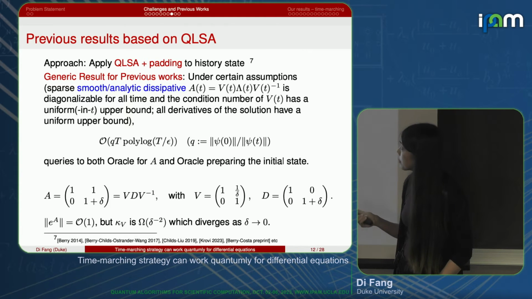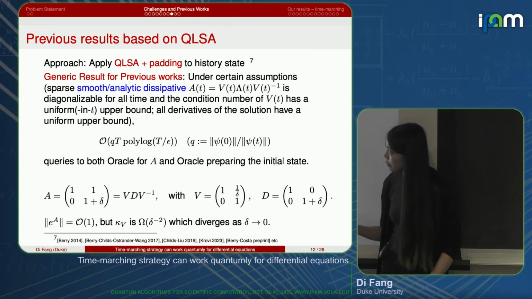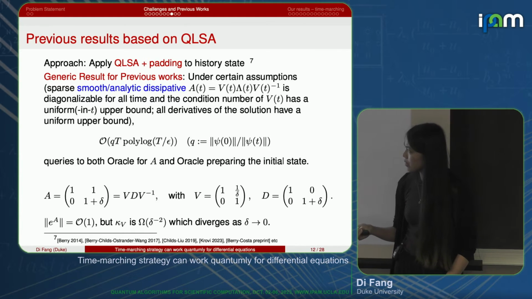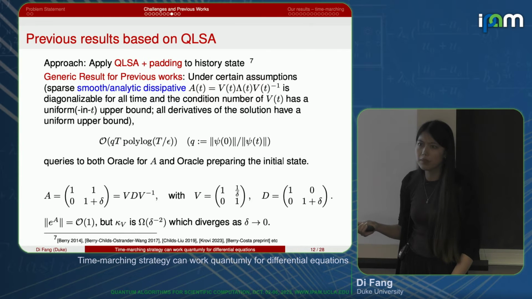I just want to say that these similar harmless conditions are indeed harmless in many cases, but may not be harmless in other cases. For example, here I gave you a very simple example. I have an A that looks pretty simple, and the exponentiation of it seems to be okay. However, if you diagonalize it and look at the condition number of these V's, they are actually not bounded. They can easily blow up.